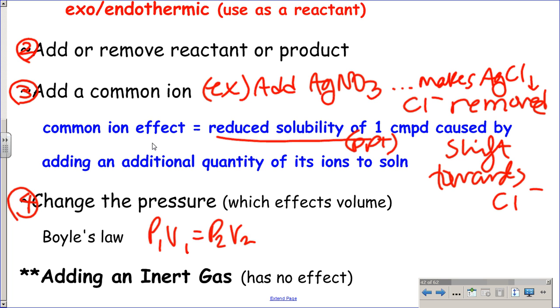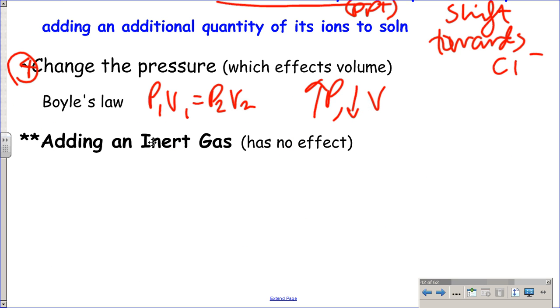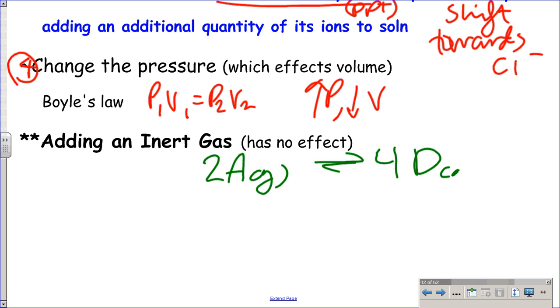Okay, increase the pressure. What have you done to the pressure? What have you done to the volume? Made it smaller. Okay. So increasing pressure will also cause a decrease in volume or vice versa. They are indirectly related. So this is only relevant if you have gases in your reaction. So if I give you 2A gas equilibrates to 4D gas, you'll notice that I have 2 moles of gas on the reactant side and 4 moles of gas on the product side. It's only about the moles of gas. Solids and liquids are not influenced by pressure.